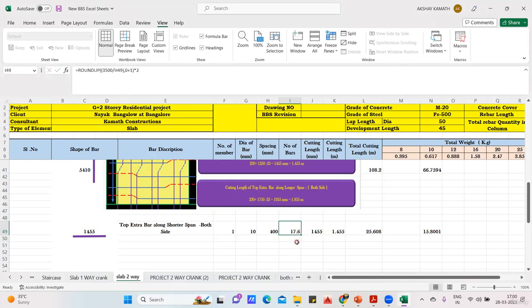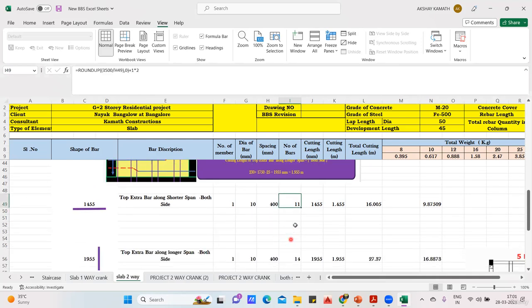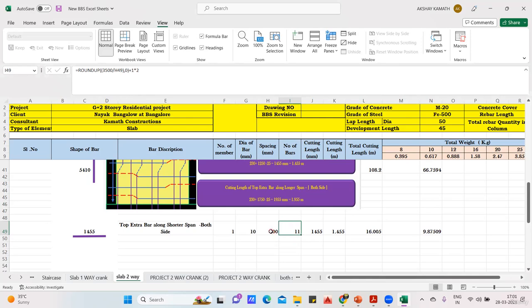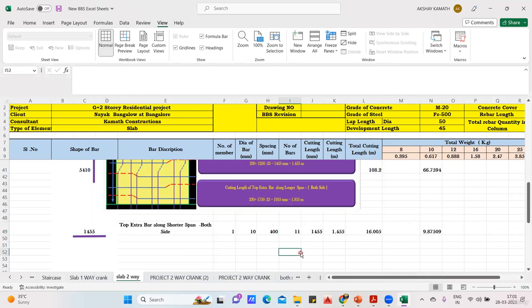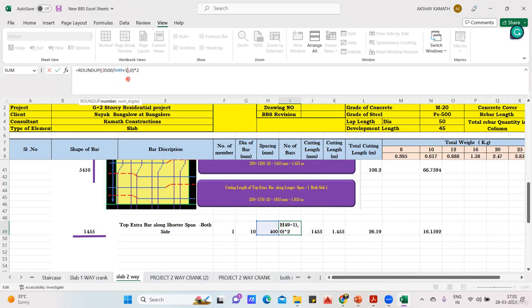How much was it in the earlier case? Wait, 11. Then we have done one mistake. No, no, it's correct. No, 11, correct. 400 is the spacing. 11 bar it is coming. How much did you get here? Wait, 18 we were getting. No, I'll do this round up. This one divided by, okay, plus 1 we are supposed to do here. No, sorry, plus 1 I'll do it here.